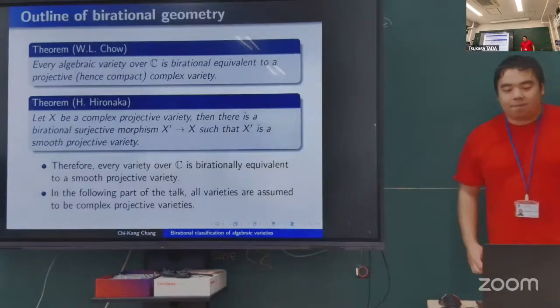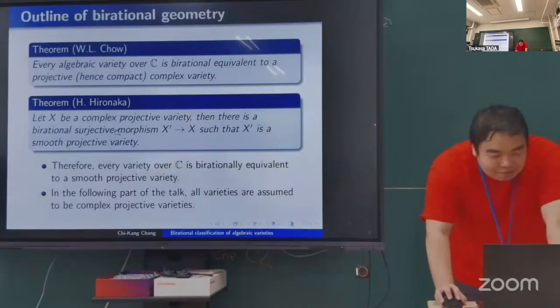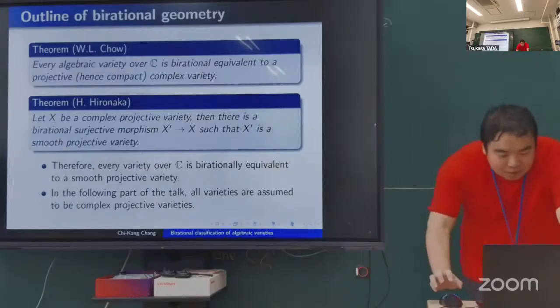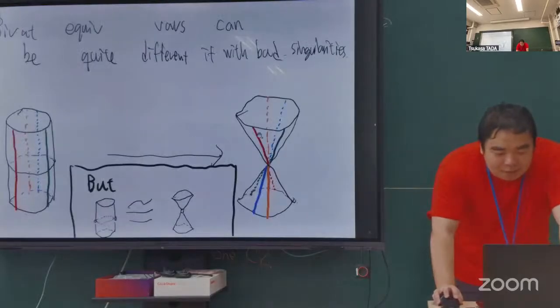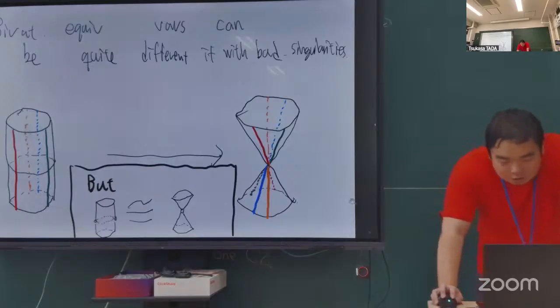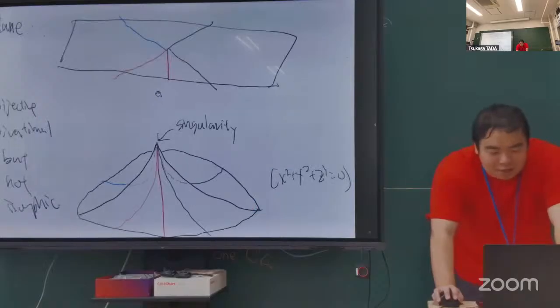Another important theorem is proved by Professor Hironaka. He got the Fields Medal for this theorem. That is, for any complex projective variety, we always have a resolution of singularities. That is, there is a smooth projective variety X' birationally equivalent to X, and there is a surjective morphism to X. For example, the resolution of the cone is the cylinder, because there is a morphism from the cylinder to the cone, and apart from the singular point, the remaining parts are one-to-one and onto. This is an example of Hironaka's resolution of singularities.